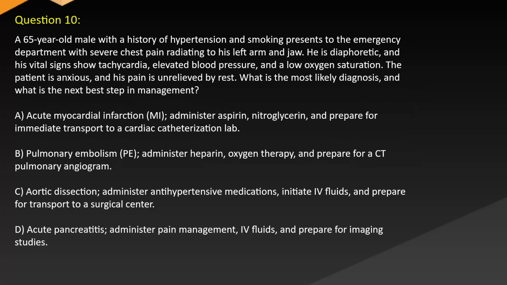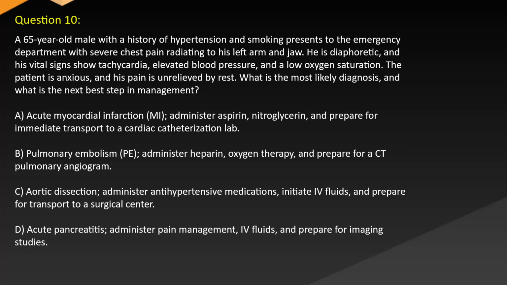Question 10. A 65-year-old male with a history of hypertension and smoking presents to the emergency department with severe chest pain radiating to his left arm and jaw. He is diaphoretic and his vital signs show tachycardia, elevated blood pressure, and a low oxygen saturation. The patient is anxious and his pain is unrelieved by rest. What is the most likely diagnosis and what is the next best step in management?